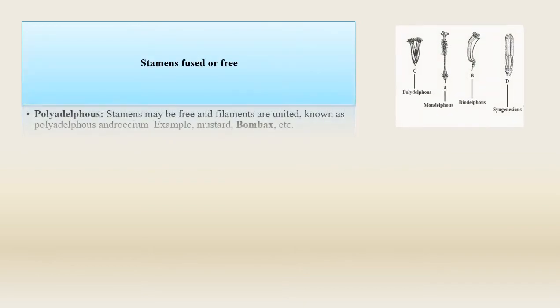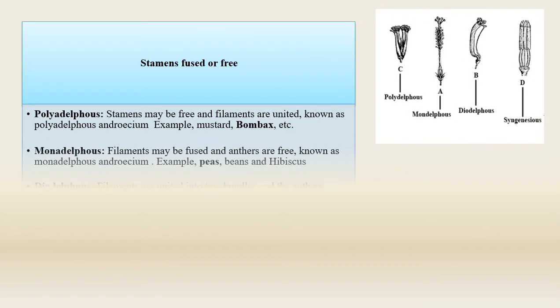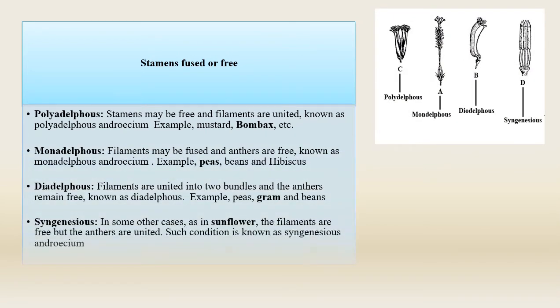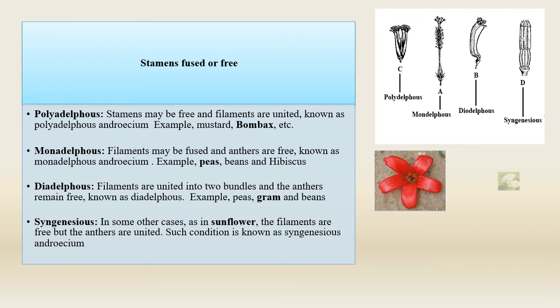Stamens fused or free. Polyadelphous. The stamens may be free and filaments are united, known as polyadelphous androecium. For example, mustard, bombax, etc. Monadelphous. The filaments may be fused and anthers are free, known as monadelphous androecium. For example, peas, beans, and hibiscus.